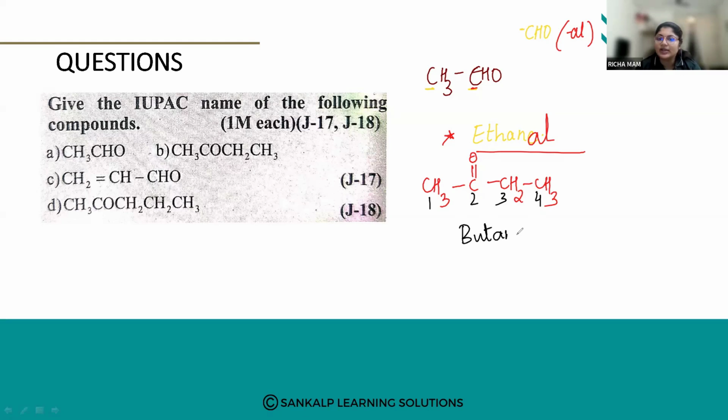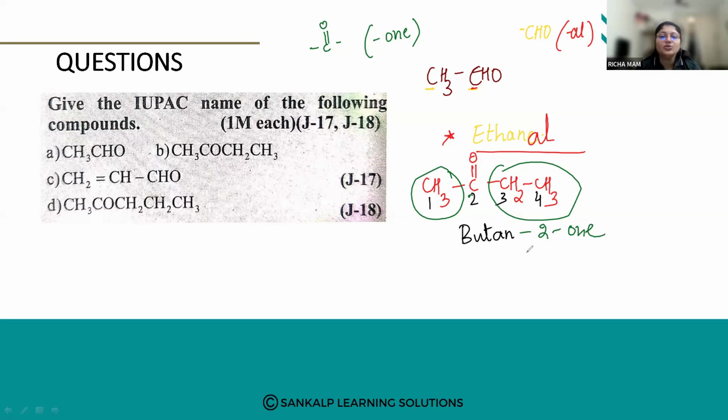So it is butane, and it is a ketone. On either side of the carbonyl group you have alkyl groups. Whenever you have a ketone, it is represented by the suffix one, so the e is replaced by one. At the 2 position you have the carbonyl, so it is butan-2-one. Understood? Let us go for the next compound.